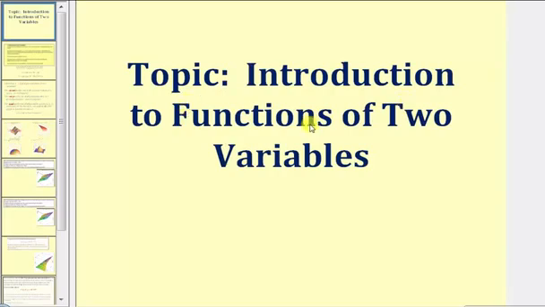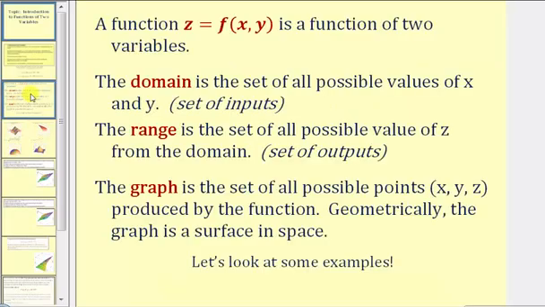Welcome to an introduction to functions of two variables. A function z equals f of x comma y is a function of two variables. The domain is a set of all possible values of x and y, or the set of all possible inputs, and the range is a set of all possible values of z from the domain, or the set of all possible outputs.